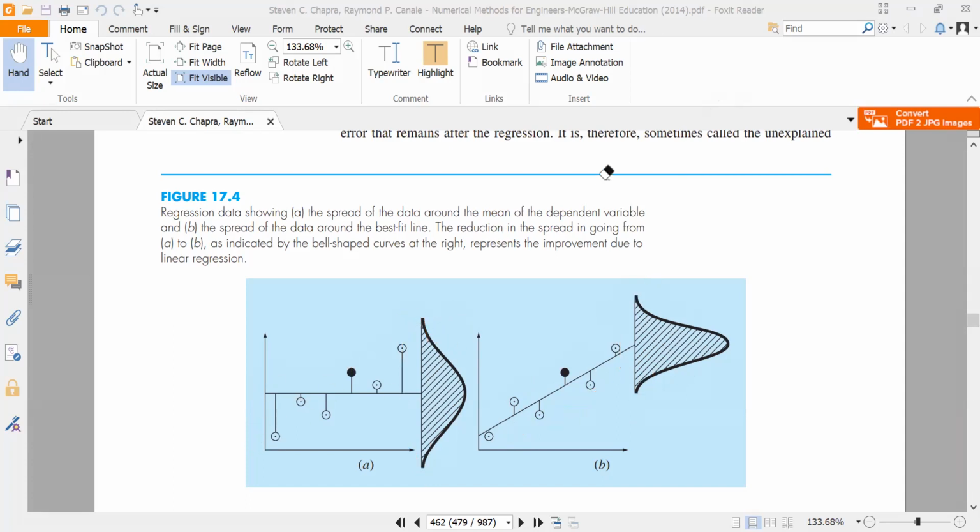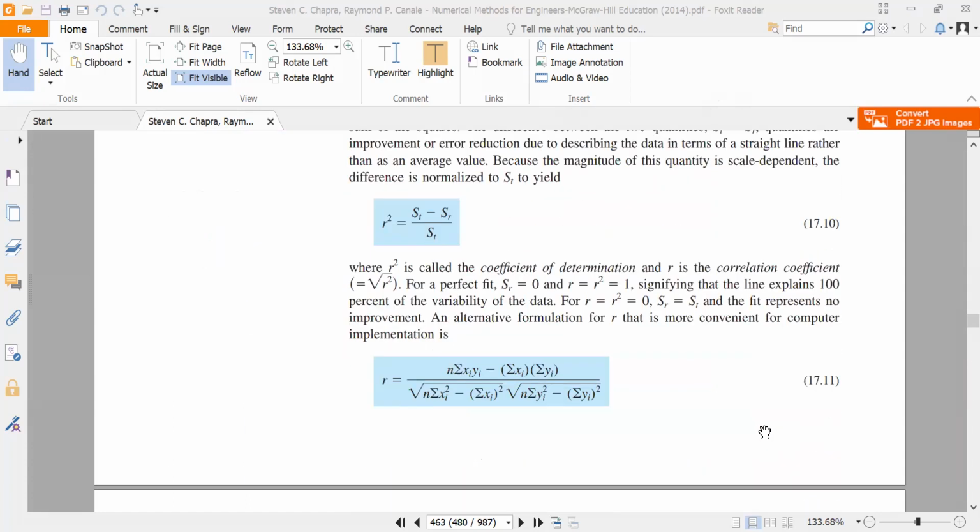Using these two parameters, some equations have been developed, and we can use them to measure the goodness of a fit. That is in equation 17.10. The R square value is called the coefficient of determination. It depends on your ST, the error calculated with respect to the average value, and SR that we use in our equation. Using this ST and SR, we can calculate the R square value. If you have experience of using Excel to find a trend line or curve fitting, Excel can easily calculate that R square value. The square root of R square equals R, called the correlation coefficient.